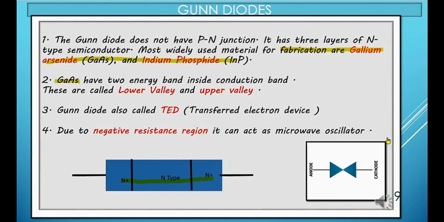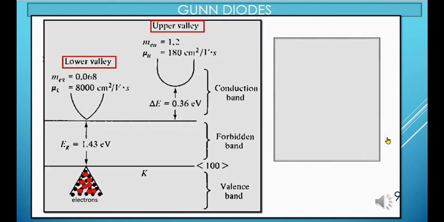The reason is that gallium arsenide has two energy bands inside the conduction band. These two energy bands are called the lower valley and the upper valley. This is the main difference between simple silicon and gallium arsenide. So Gunn diodes are also called TED. TED stands for transferred electron device. And Gunn diodes show a negative resistance region, so they can act as a microwave oscillator or amplifier. And now we will see how it shows this.